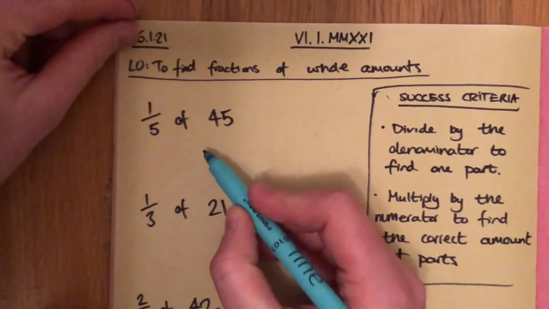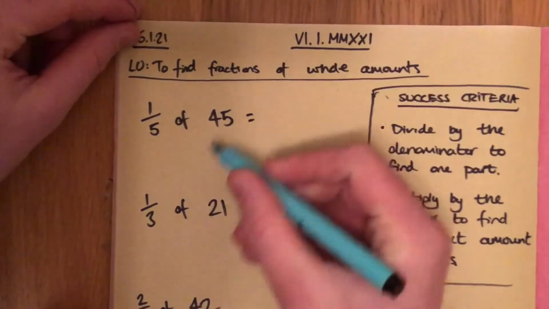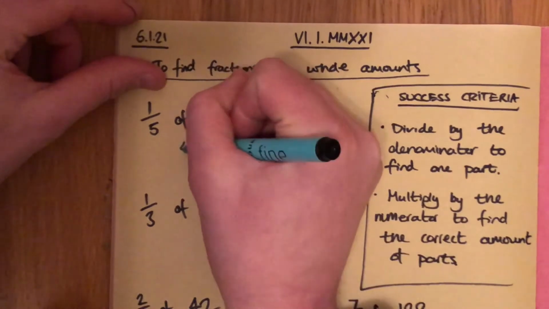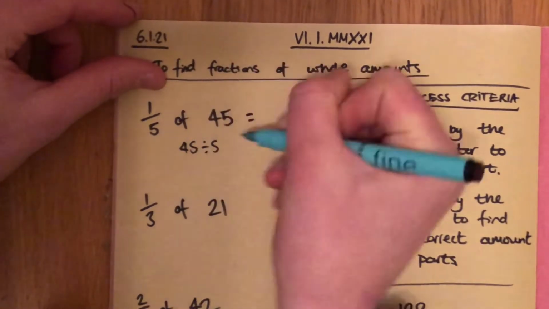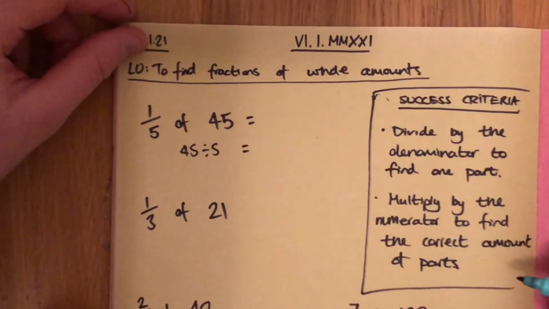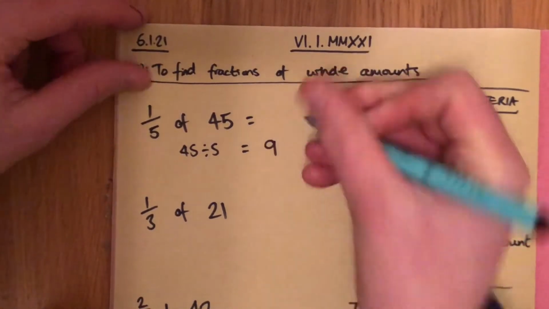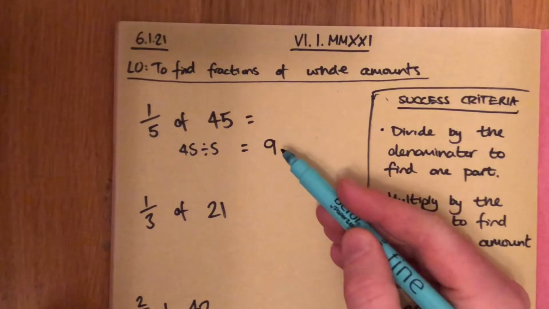So 1/5 of 45. Well, as I've shown you, we need to split that 45 into 5 groups. So we are doing 45 divided by 5, which hopefully we all know. If you don't know, count up in fives until you get there, is 9. Now we're only finding 1/5, so our answer is just 9.